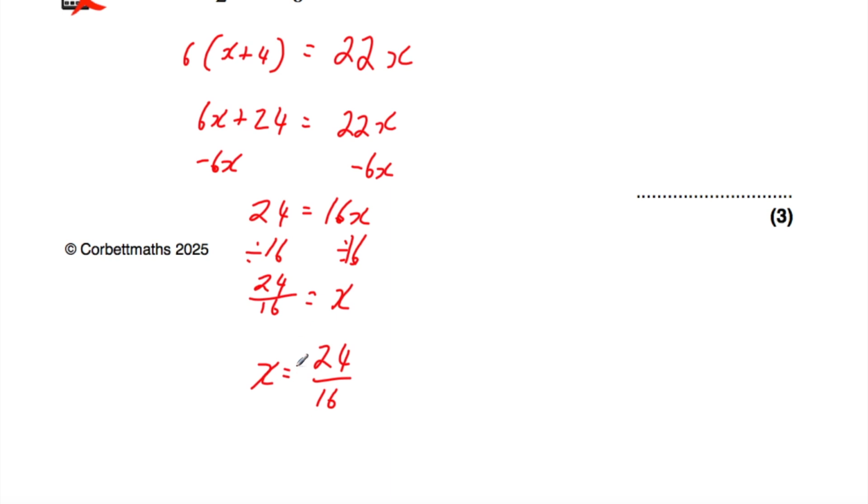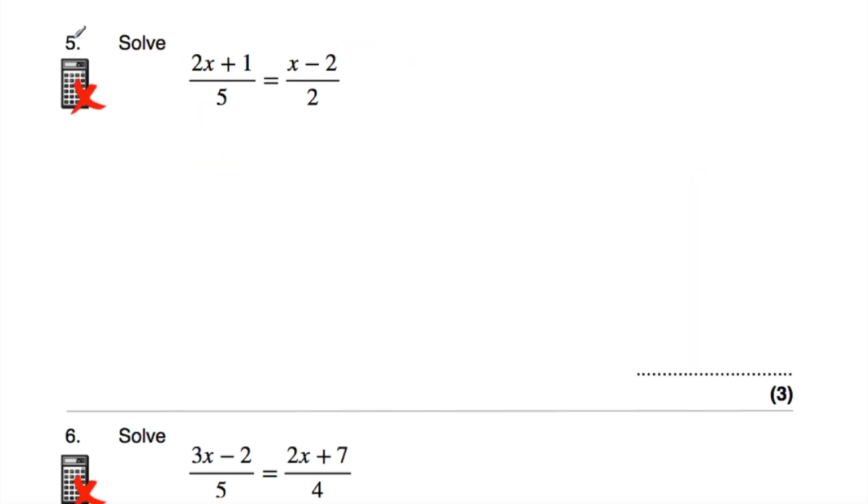Now this can be cancelled down, 24 sixteenths. Both the numerator and denominator are divisible by 8. So 24 divided by 8 is equal to 3, and 16 divided by 8 is equal to 2. So x is equal to 3 halves. So x is equal to 3 halves, or you could have written x is equal to 1.5. Either one of those would be totally fine. And that's it. Okay, let's have a look at our next question, question number 5.